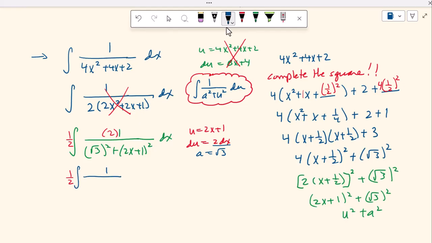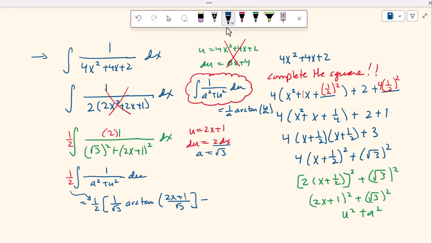And then I have 2 dx is du. And then I have a squared plus u squared. Okay, so I'm dragging along this 1/2, but the form for this is 1 over a arctan u over a. So 1 over a is root 3, arctan u over a, u was 2x plus 1, and a was root 3 plus c. And of course we can clean that up a little bit.